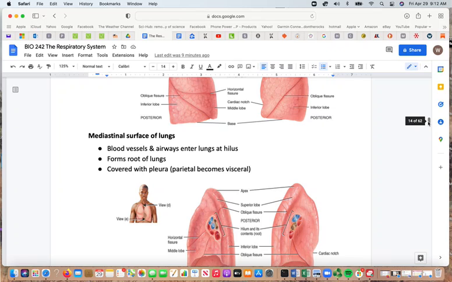So when we look at the mediastinal surface, here you can see where you've got the hilus. This is going to be where the blood vessels and airways enter the lungs, and it forms the root of the lungs. This is going to be covered with parietal pleura.